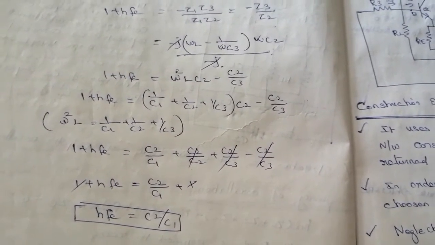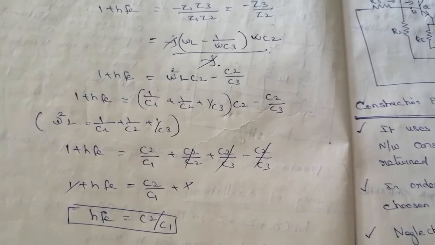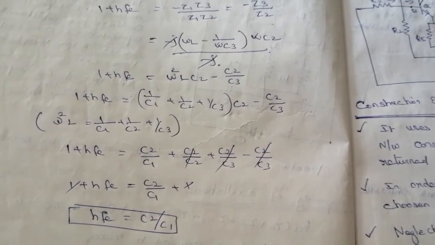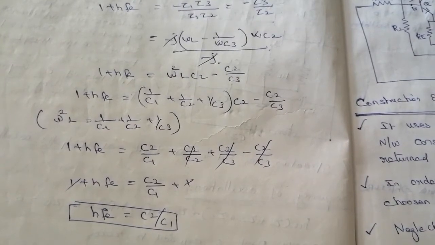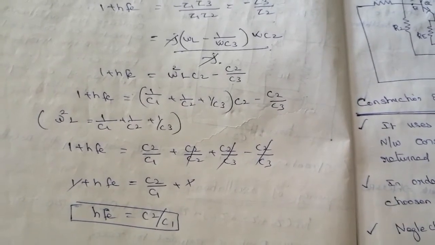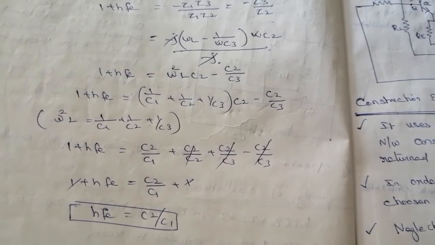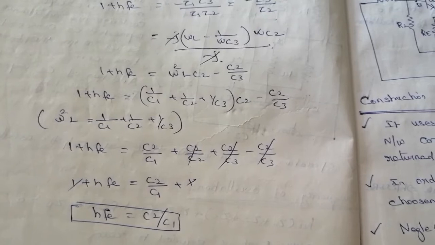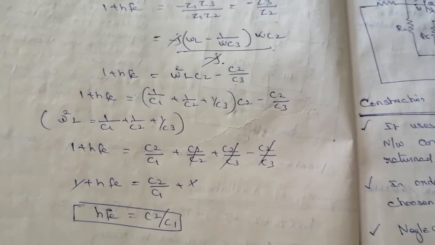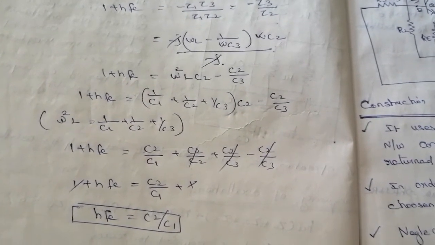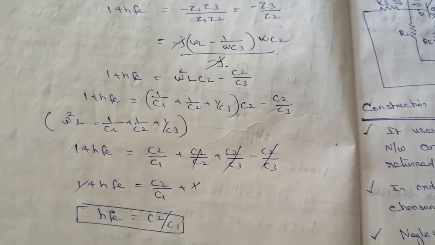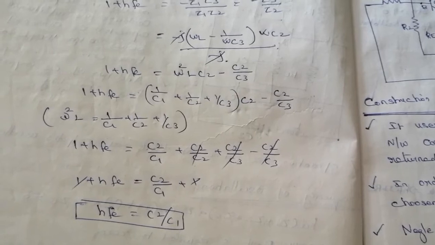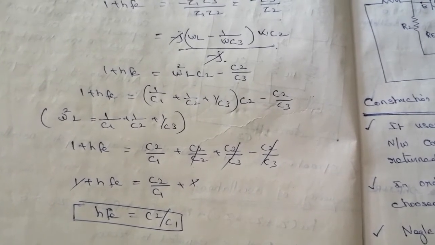For calculating the frequency of oscillations, we assume that the imaginary part is equal to 0. For that, we already have the general equation of LC oscillators. In the general equation, we substitute the Z1, Z2, Z3 reactance values and equate the imaginary part to 0, and we get the frequency of oscillations. For Hartley, f is equal to 1 by 2 pi root of L equivalent into C, where L equivalent equals L1 plus L2.